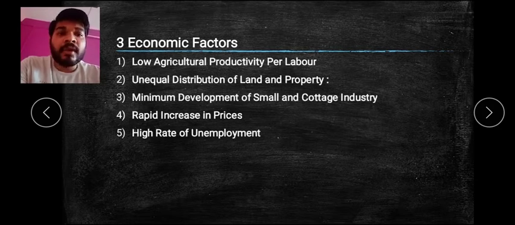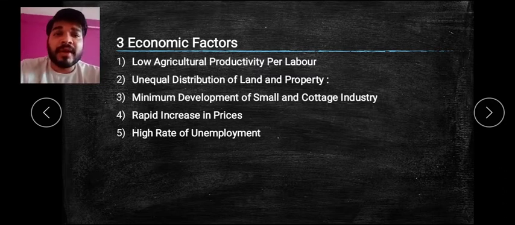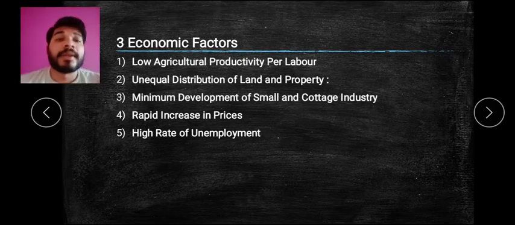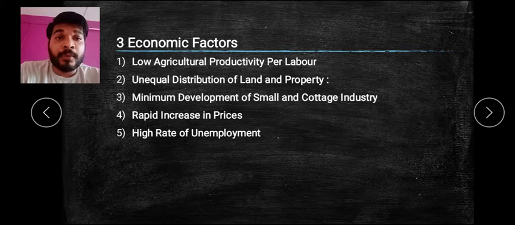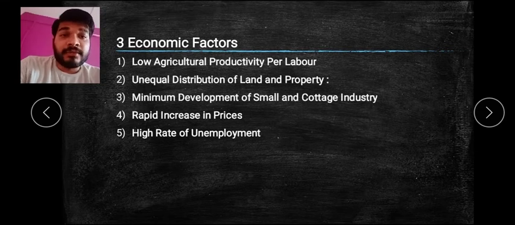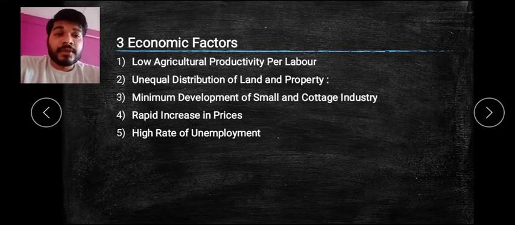And lastly, high rate of unemployment. Yes, there is seasonal and disguised unemployment, which we are going to see in this topic. And we have already learned in causes of rural poverty why there is an increase in unemployment, because of what scales and what different things. In the same way here also some points will be there in the high rate of unemployment.